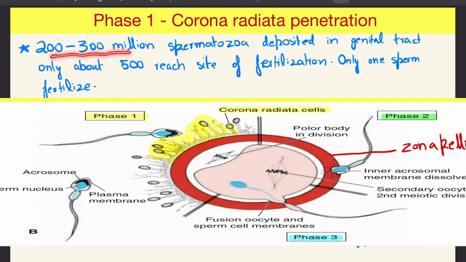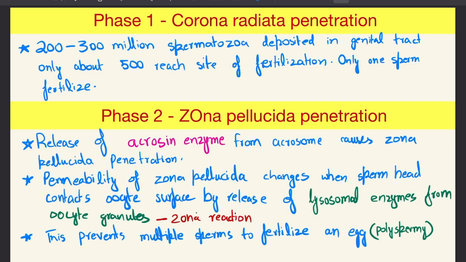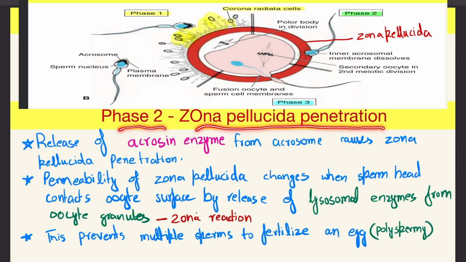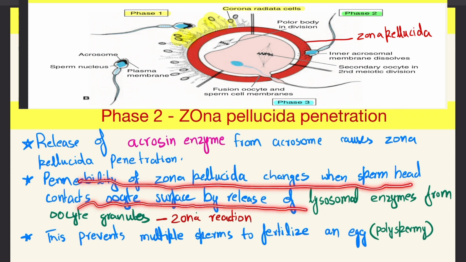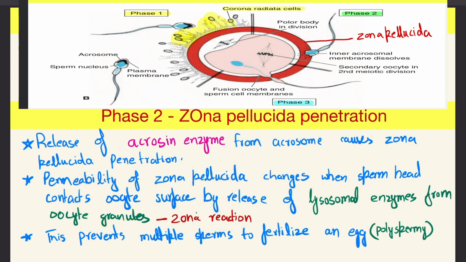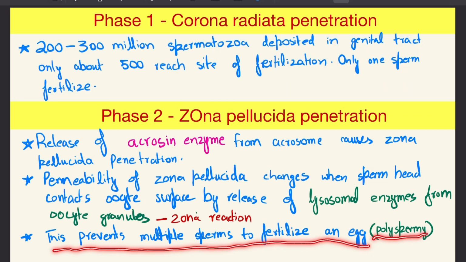In the start, 200 to 300 million spermatozoa are deposited in the genital tract. Only about 500 reach the site of fertilization and only one sperm fertilizes. Phase 2 is zona pellucida penetration. Release of acrosin enzyme from the acrosome causes zona pellucida penetration. Permeability of zona pellucida changes when the sperm head contacts the oocyte surface, releasing lysosomal enzyme from the oocyte granules, that is the zona reaction, which we will discuss later. This prevents multiple sperm from fertilizing an egg, that is polyspermy.